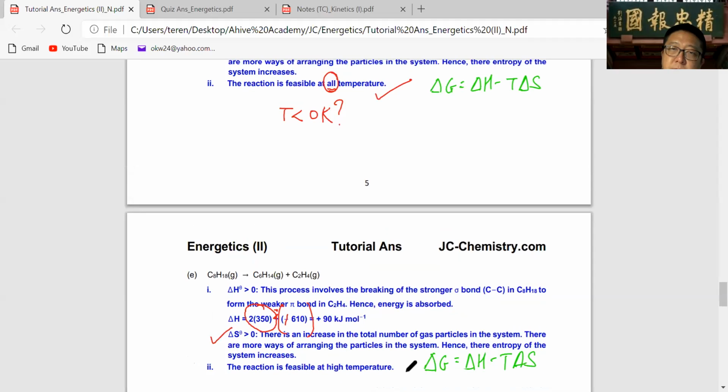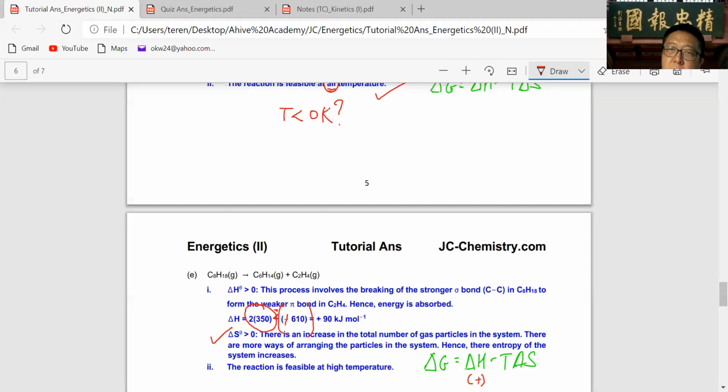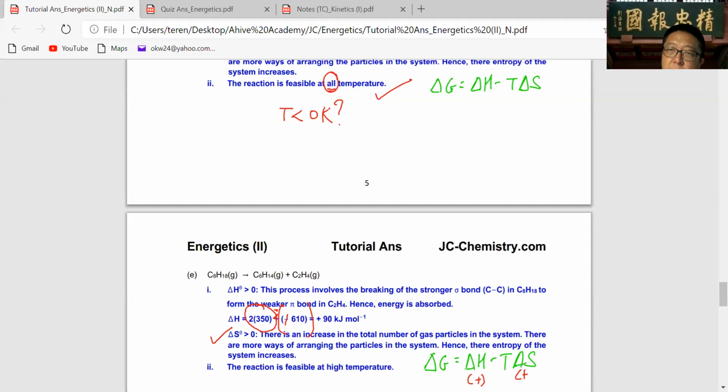You know why? Because this thing is positive now. Your entropy on the other hand is positive. But overall, if you want it to be positive, your T has to play a role. Your T has to be big and positive.